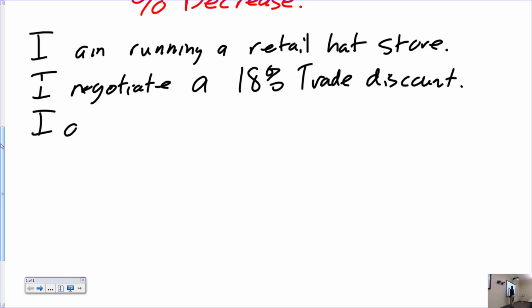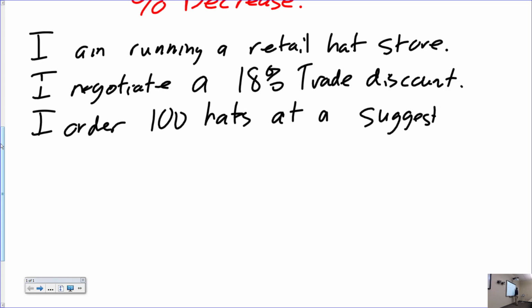I order, let's say, 100 hats at an MSRP. You guys remember what MSRP stands for? Manufacturer suggested retail price. Basically, they're telling me this is the price I have to sell my hats at. What price should I sell my hats at? $20? $25? Are these really nice hats? Are we selling $40 hats? We're selling a cowboy hat, not a baseball hat. $40. Okay, an MSRP of $40.